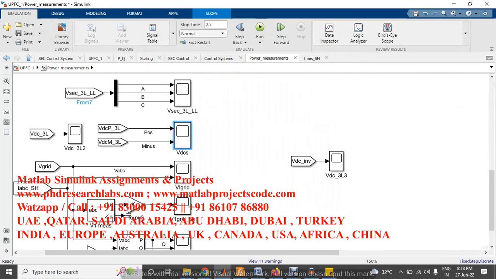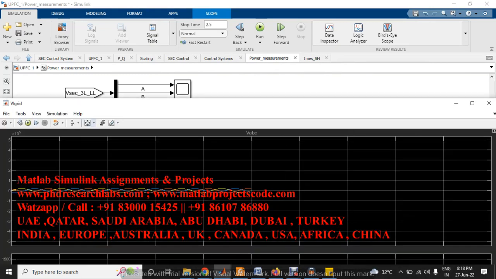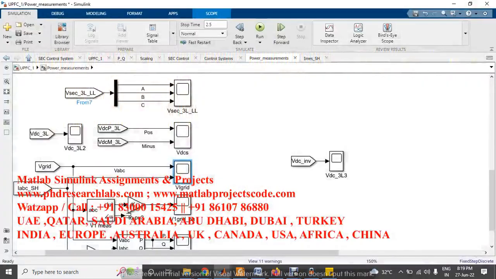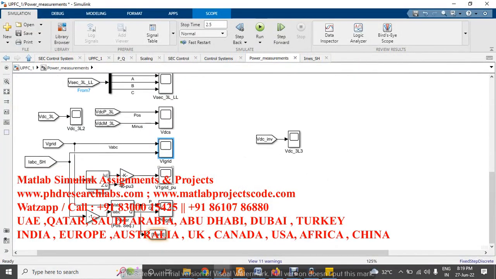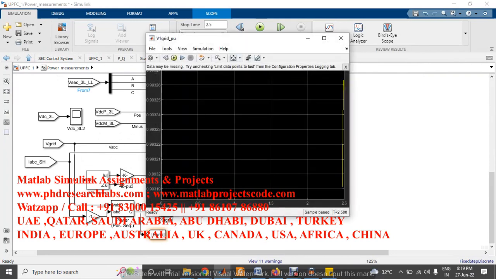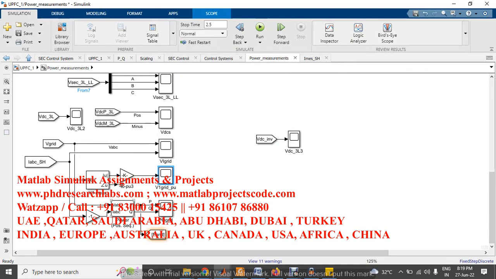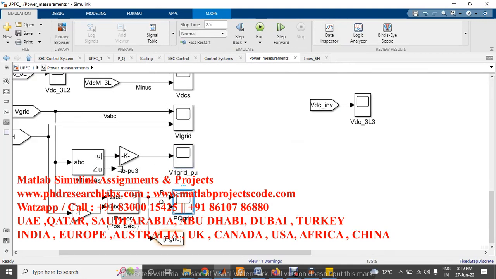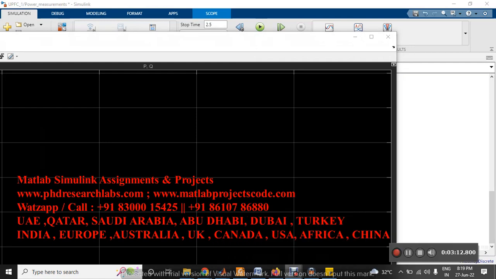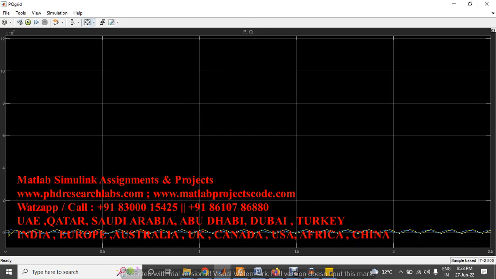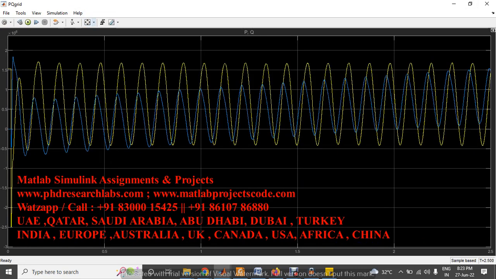And here we can check the voltage of the grid and current of the shunt converter, and we can check the phase voltage amplitude of the grid voltage, and here we can check the PQ response, the active and reactive power, from grid voltage and shunt current.